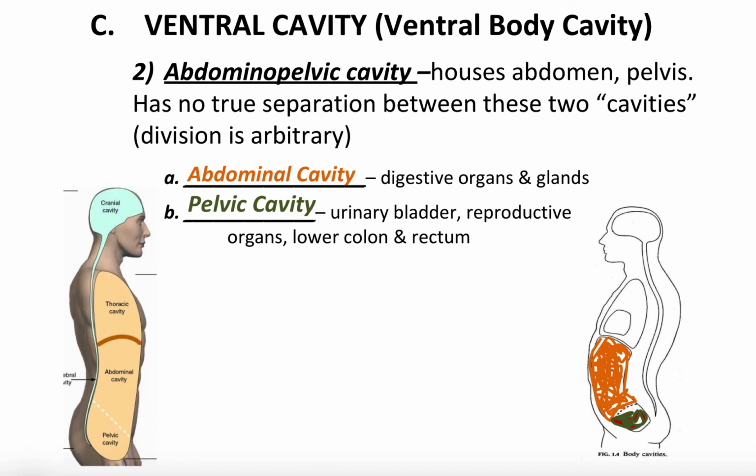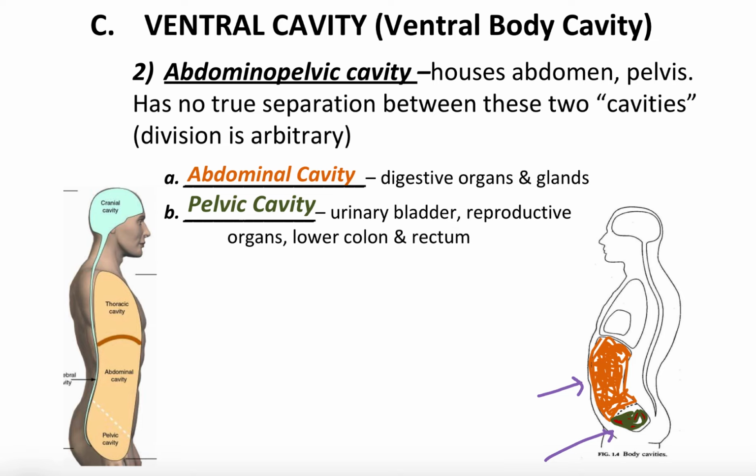All right, so the abdomen side is the section where most of your digestive organs sit, and the pelvic side is the section where some of your digestive organs sit, but where most of your urinary and reproductive organs sit. Okay, that's in the pelvic region, but they all kind of merge into one.